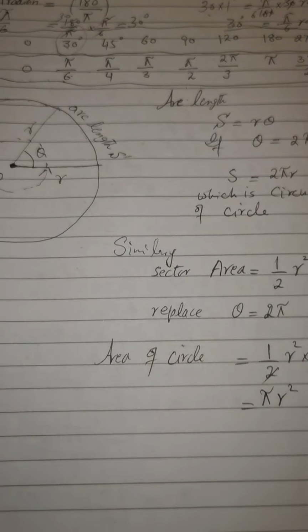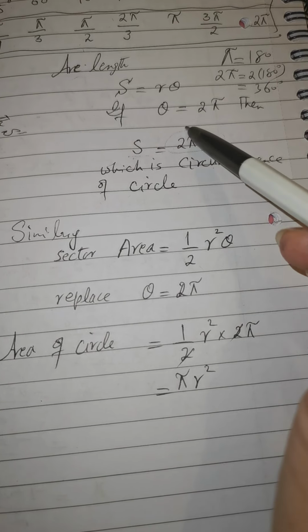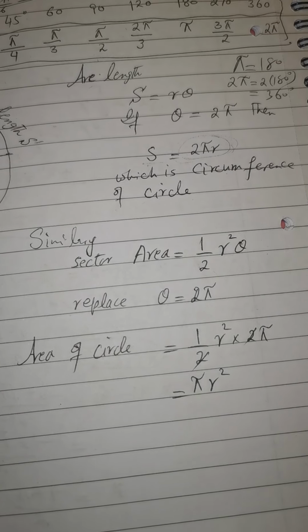So this is the arc length of only one portion of a circle, and it is equal to r theta. But if we want to find the length of all parts of the circle, then I will replace this theta by 2 pi. If I replace theta by 2 pi, then this will be equal to 2 pi r, and 2 pi r is the general form of the circumference of a circle.